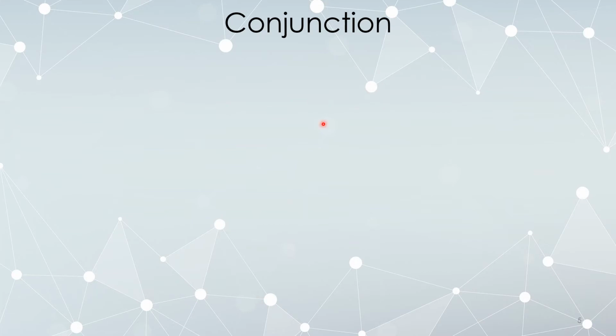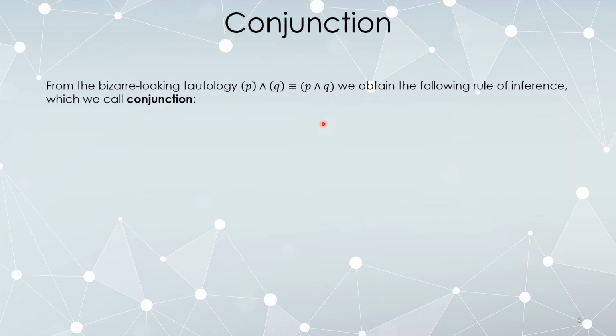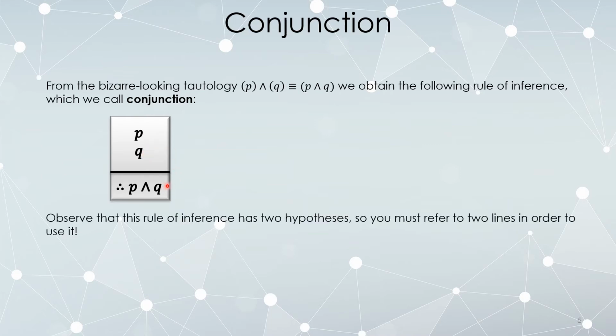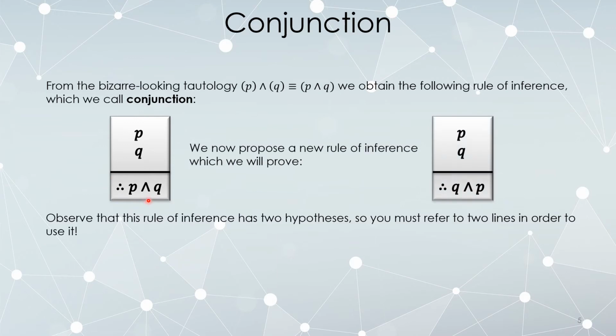Now let's take a look at conjunction. This is a little tricky to write out as a logical equivalence, but if you have P and Q, that is equivalent to having P and Q. Written as a rule of inference, it's actually a little clearer. If you have P and Q, you can deduce the combined statement P and Q. Notice that it has two hypotheses, so if you want to use the rule of conjunction, you have to refer to two lines, and then the line you get out is exactly those two lines with a conjunction sign in between them. So we propose that instead of from P and Q getting out P and Q, you could also get out Q and P.